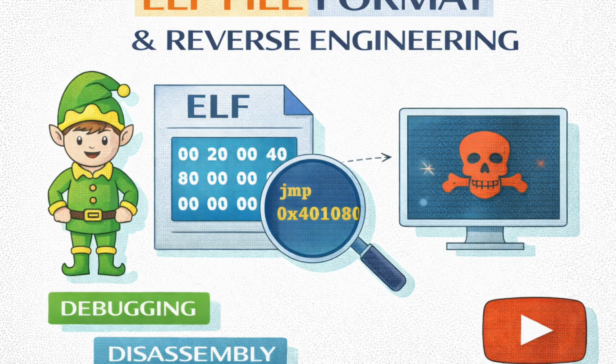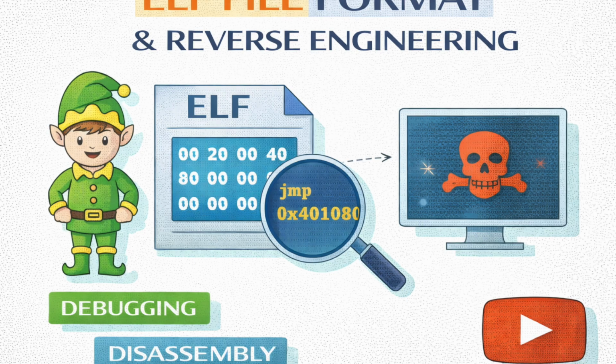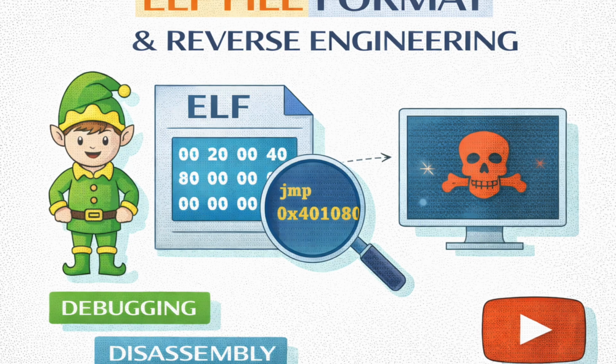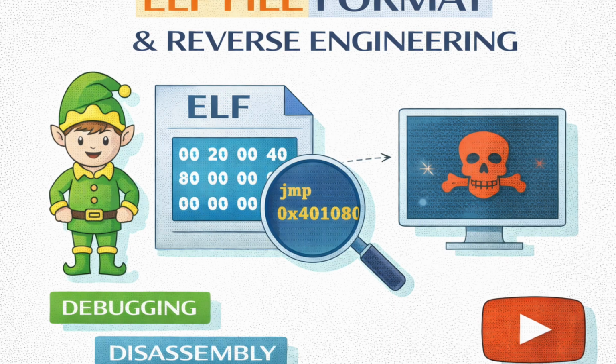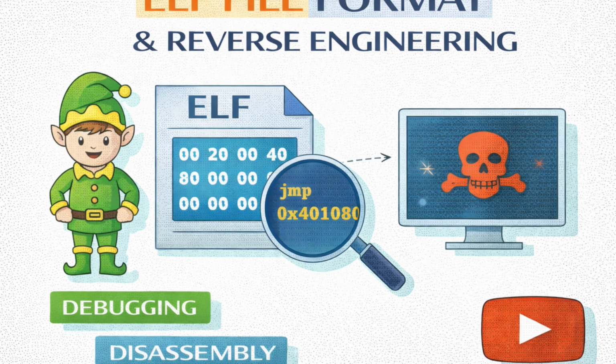Makes sense. Code goes into text. What about data? Data gets split up. First, there's .data. This is for initialized data. So if you have a global variable, say int count equals 10, that value 10 lives in the .data section. Okay, so initialized data. Then you have .rodata. That's read-only data. This is essential. Constants, immutable strings, that hello world string from our demo. It lives in .rodata. The OS makes sure that memory can't be overwritten accidentally or maliciously.